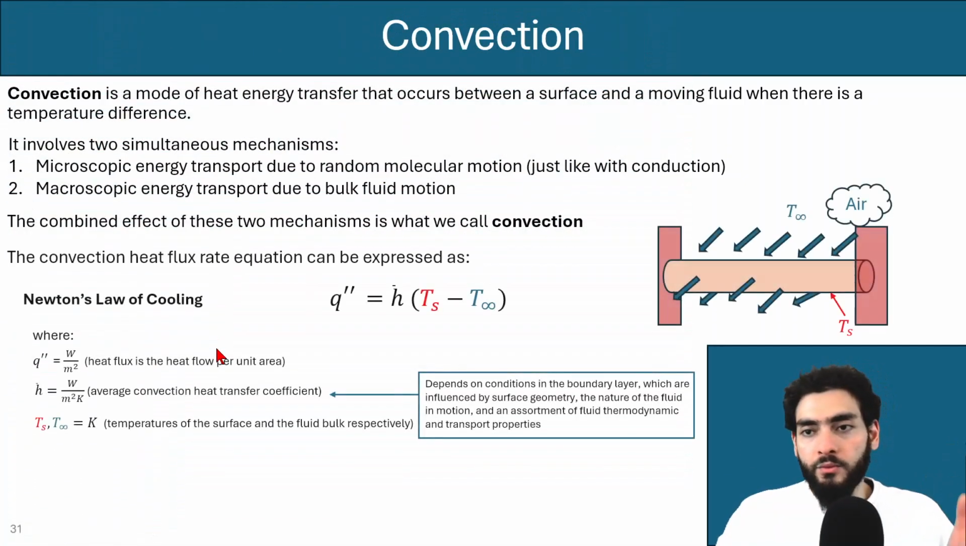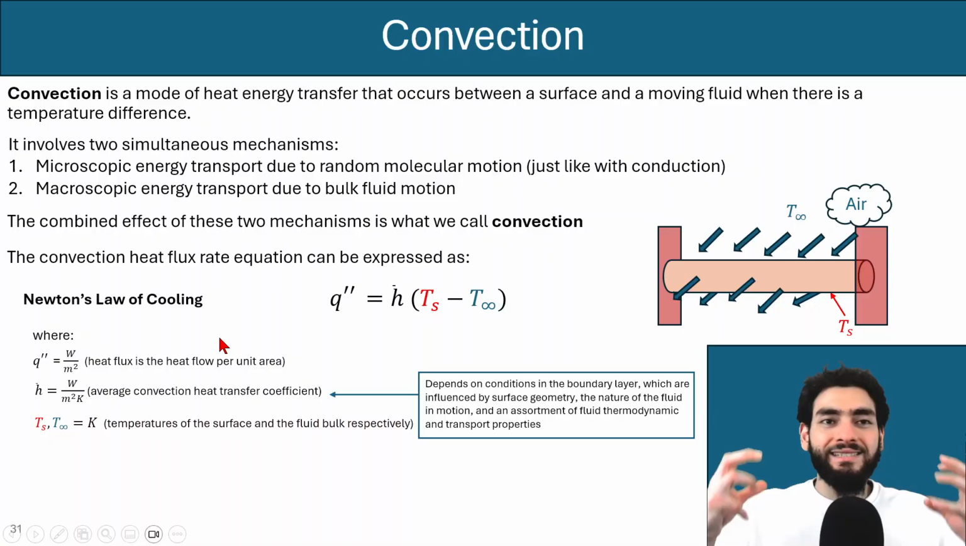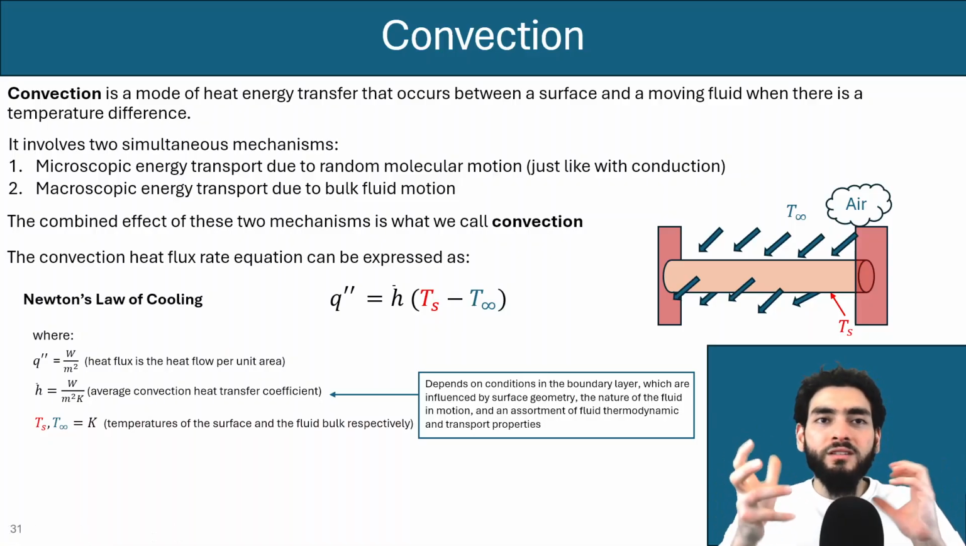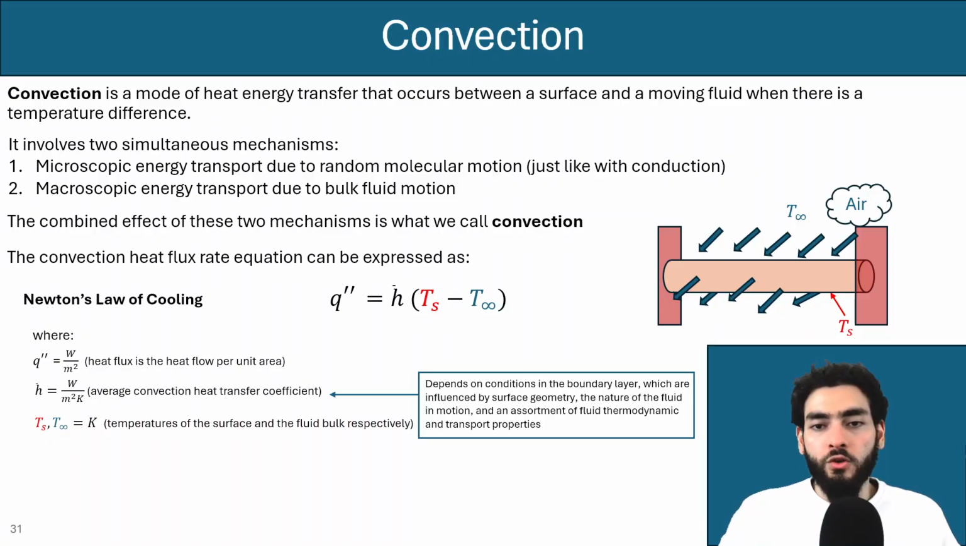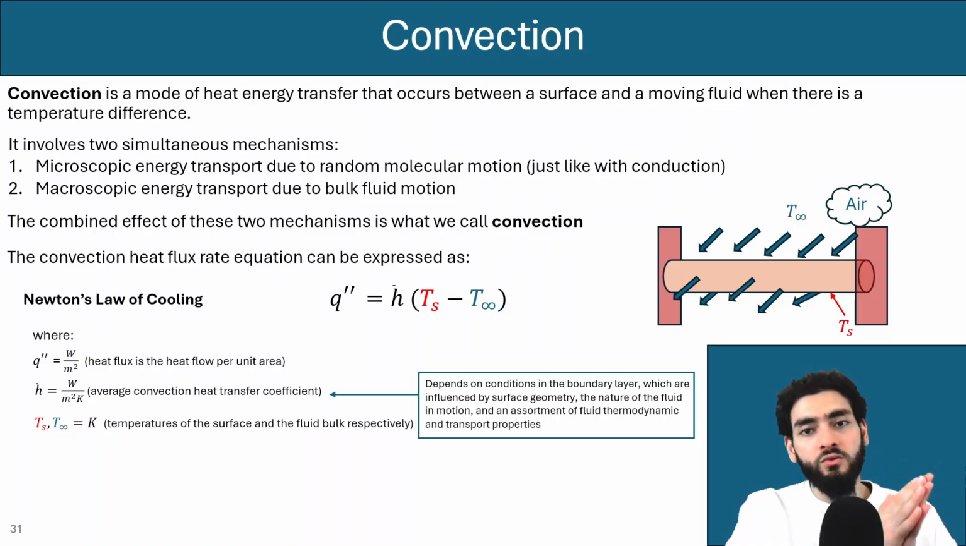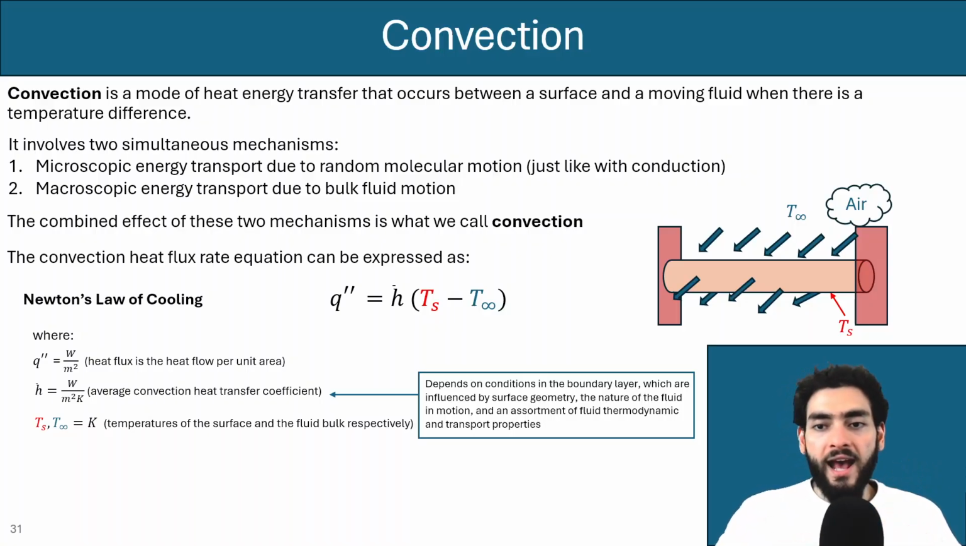Okay, so now we know the definition. Let's actually see what we can use to quantify, to express this. So the convection heat flux rate equation can be expressed by Newton's law of cooling. We said conduction alone can be expressed by Fourier's law, and now Newton's law can be used to express convection. And you'll see that Newton's law is actually very simple.